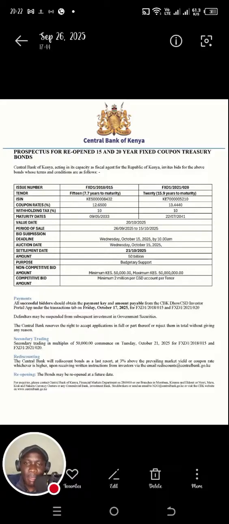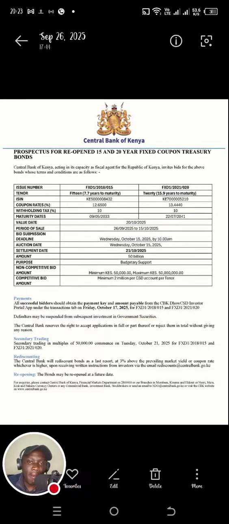Now, let's go to payments. You see they are saying all successful bidders should obtain payments key and amounts payable from the CBK DhowCSD investor portal app under the transaction tab on Friday, October 17th, 2025 for FXD1/2018/015, FXD1/2021/020. Now, they have mentioned the DhowCSD investor portal or app.